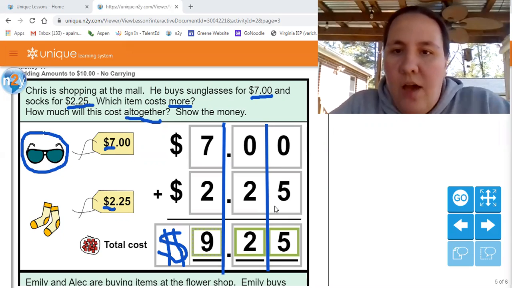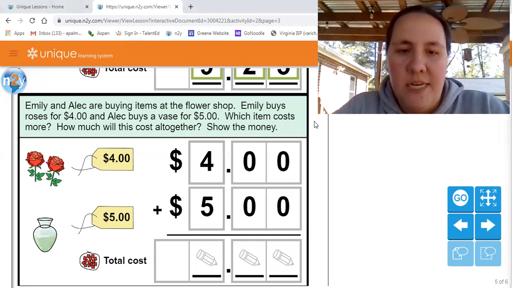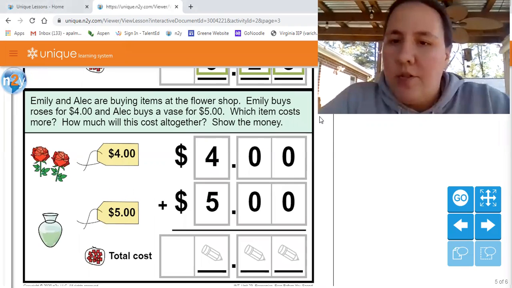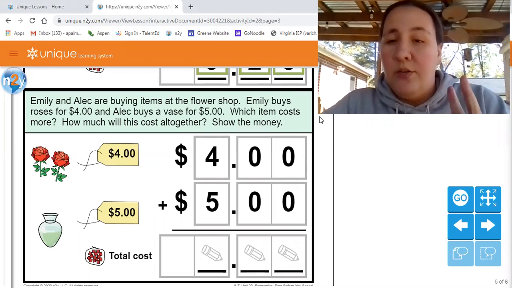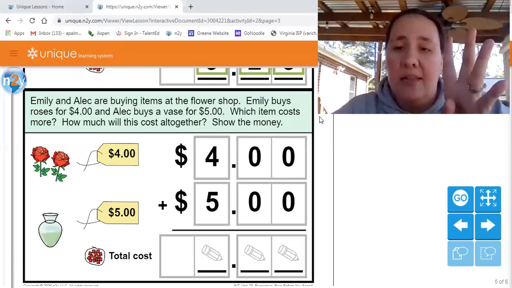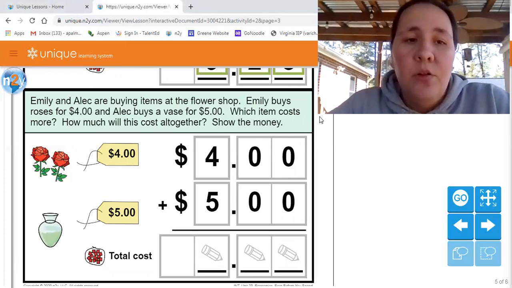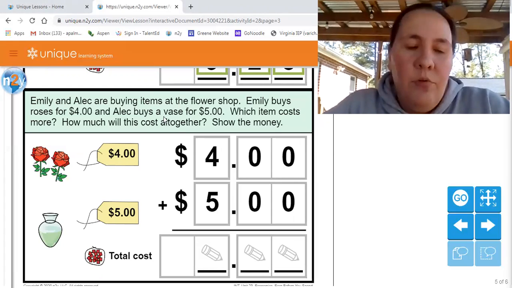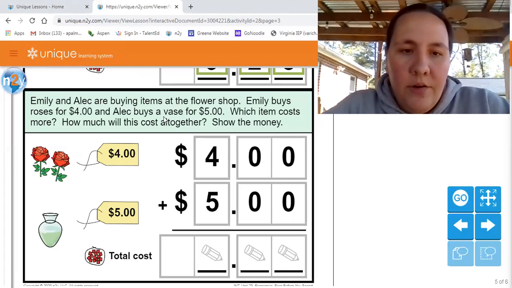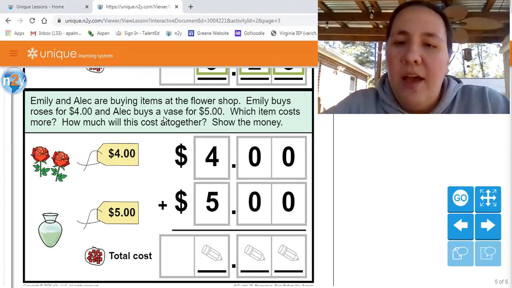Great job. All right, let's do one more together, and then we will be finished for today. All right, remember our steps. We're going to read it first. We're going to underline important details. We're going to figure out which one is more, and then we are going to do our adding together, okay? So Emily and Alec are buying items at the flower shop. Emily buys roses for $4, and Alec buys a vase for $5. Which item costs more? How much will this cost all together?